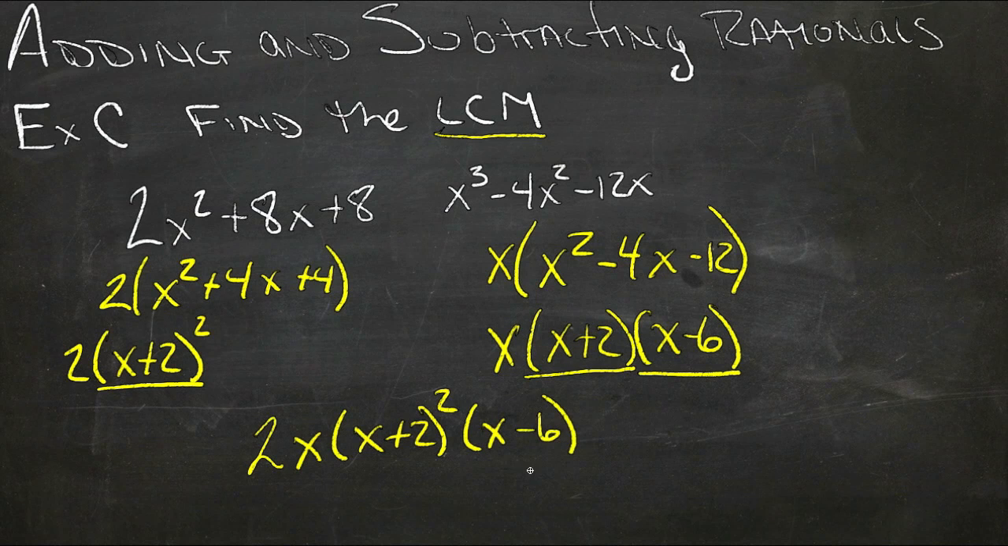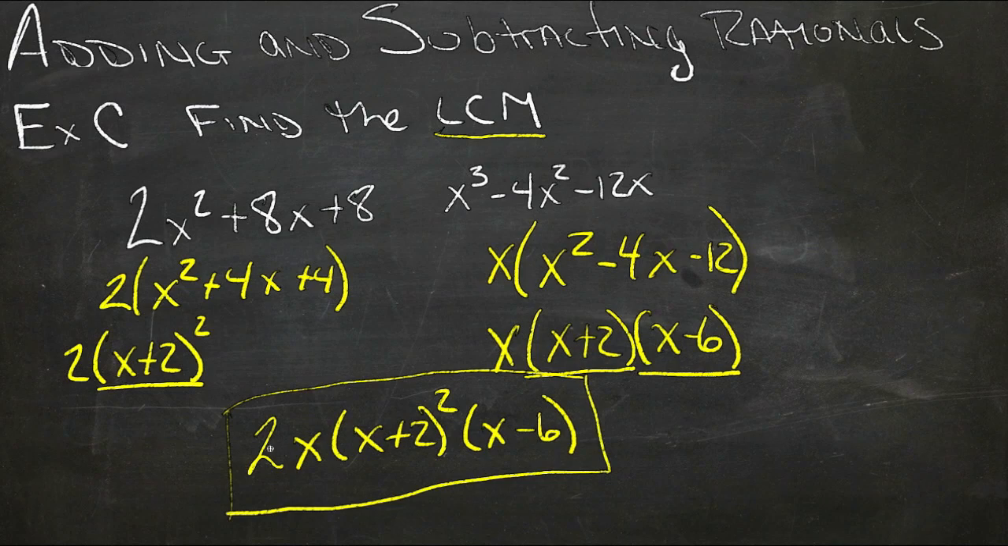I know that seems a little obnoxious, but we're actually going to leave this in factored form like this because later, as we're using this in division problems, it'll be easier to actually cancel things numerator to denominator because it'll already be factored.